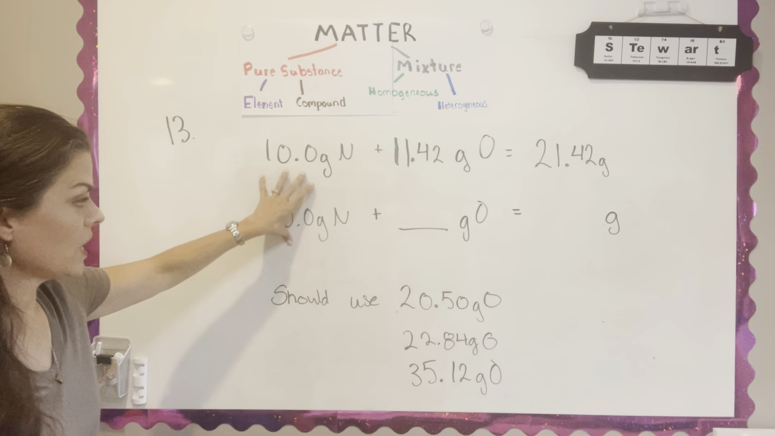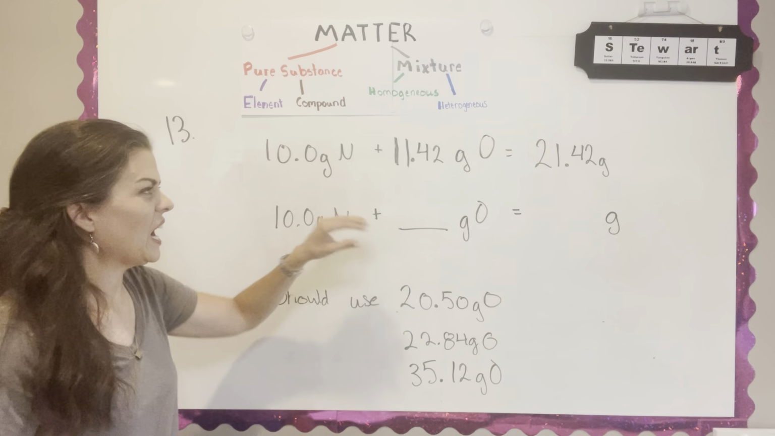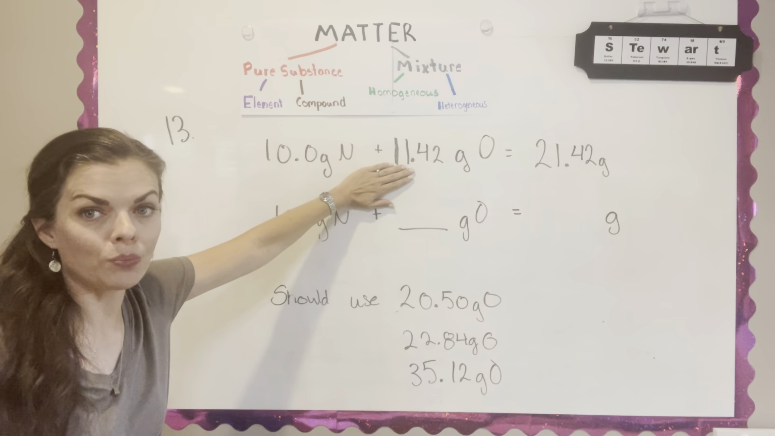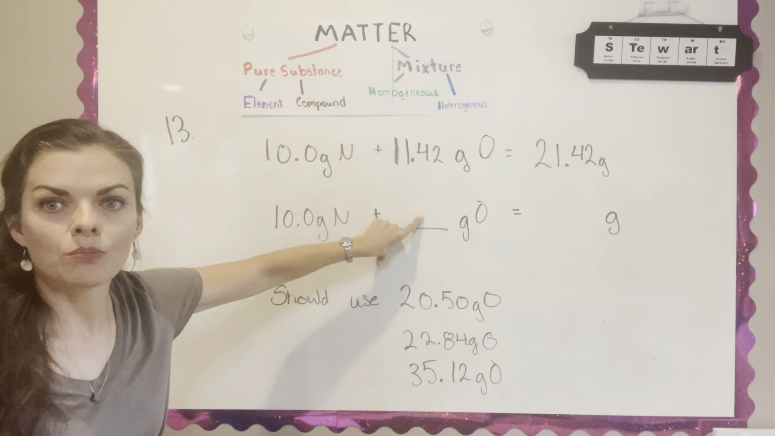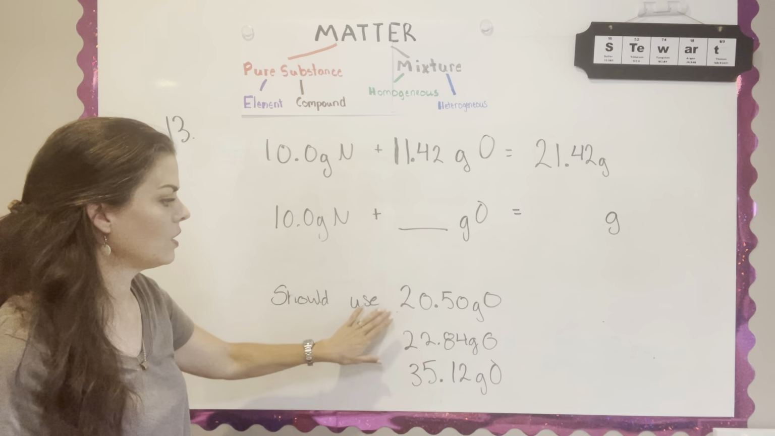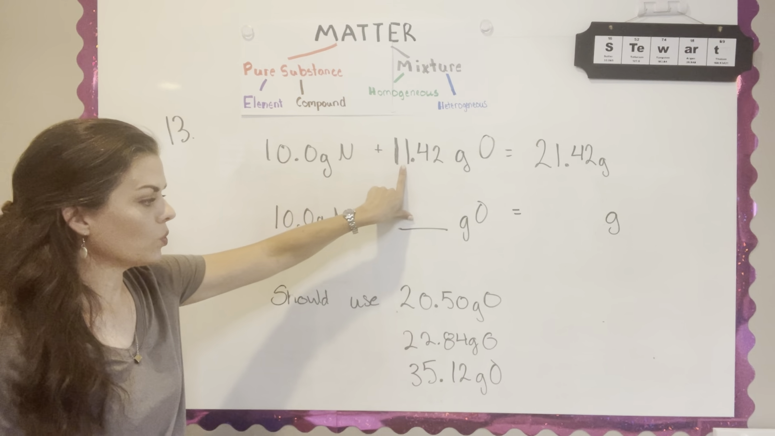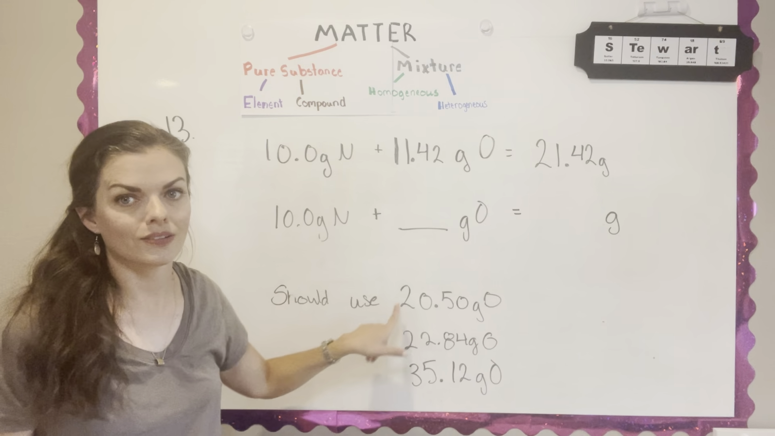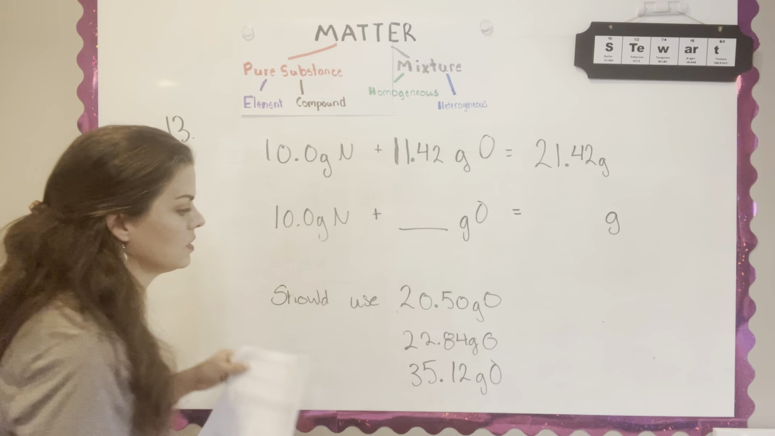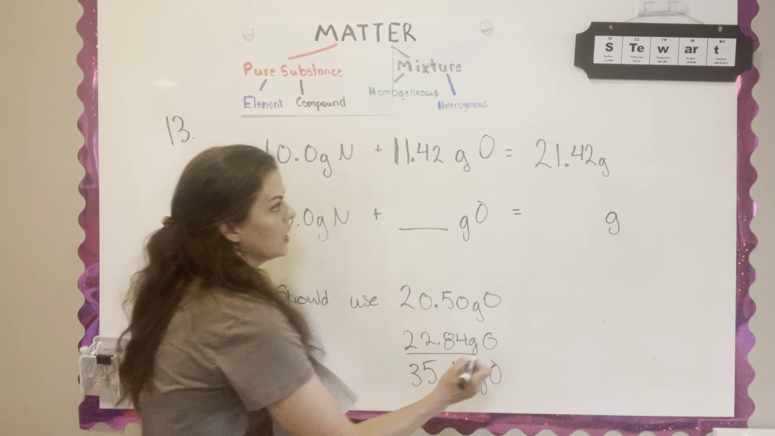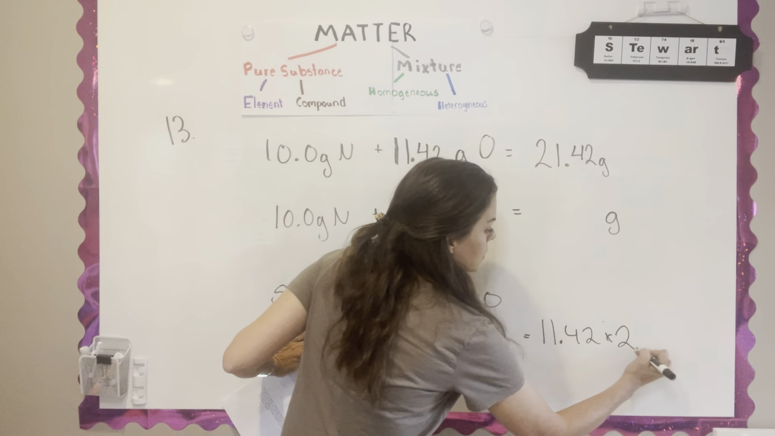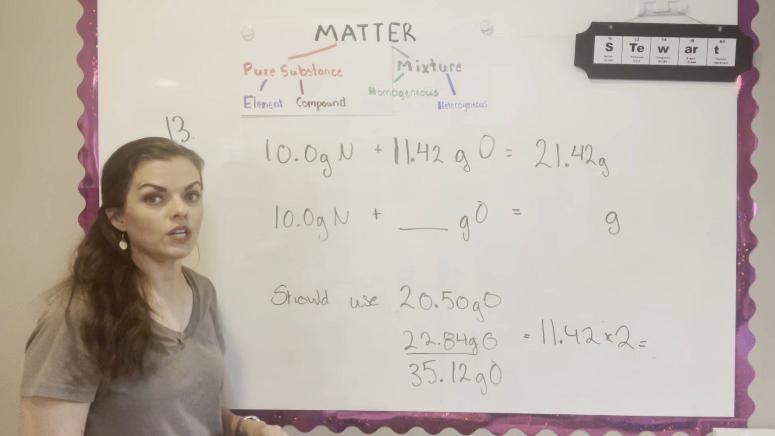If nitrogen stays the same, I need to be able to multiply 11.42 by some small whole number ratio to get this next number, because this is the base ratio for nitrogen and oxygen. The only one it could possibly be is 22.84. The reason I say that is if I have 11.42 and I multiply it by 2, I get 22.84.